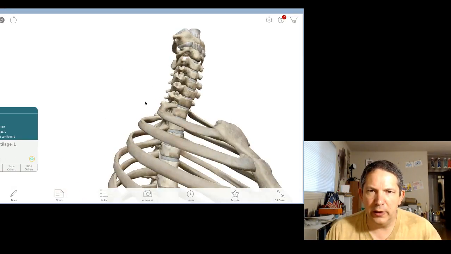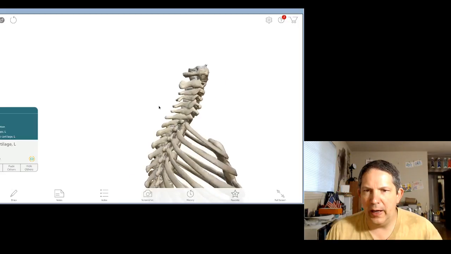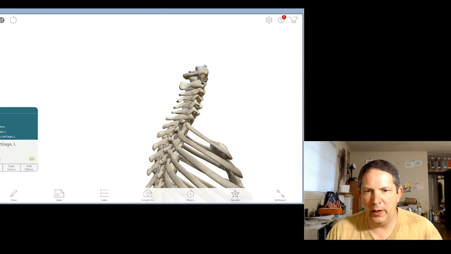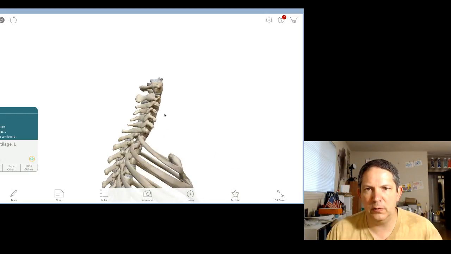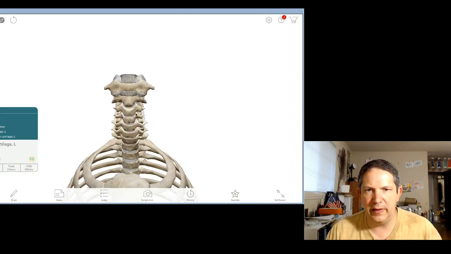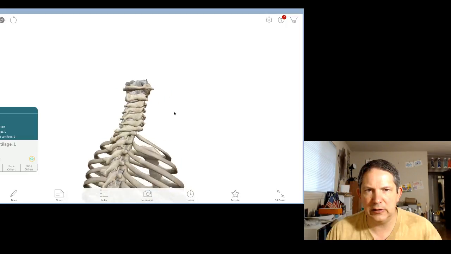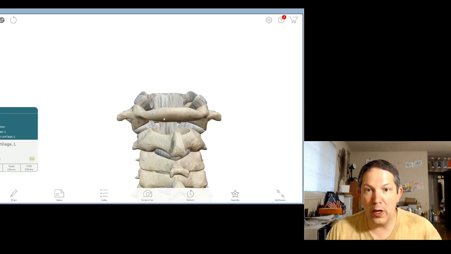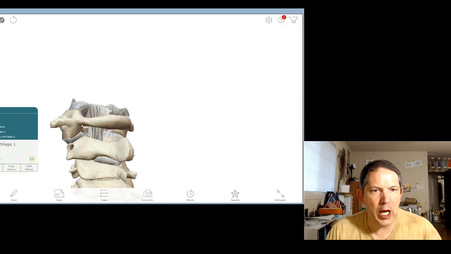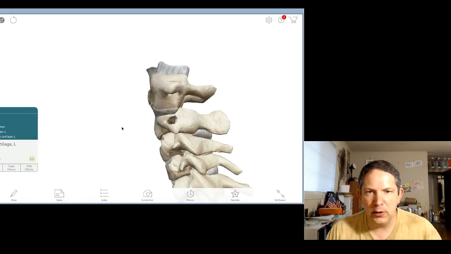Okay, so here are our cervical vertebrae, and how do we distinguish cervical vertebrae from other vertebrae? Let's just start at the top. Well, we know the first two are very special, the atlas and the axis. So the atlas has no body. I ain't got no body. Nobody loves me.